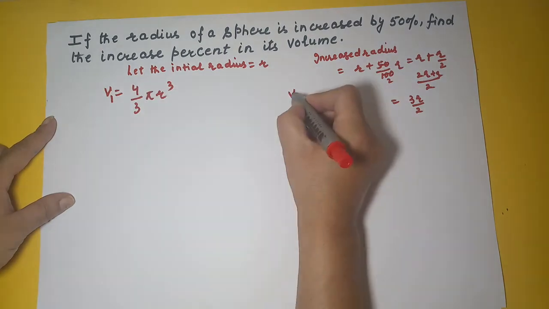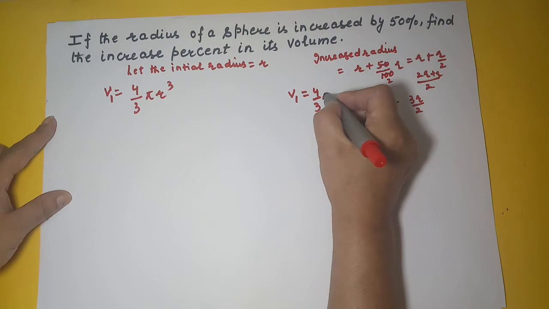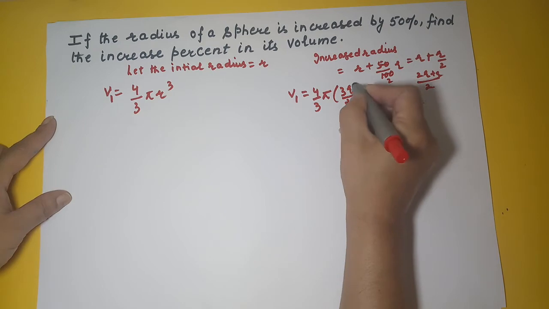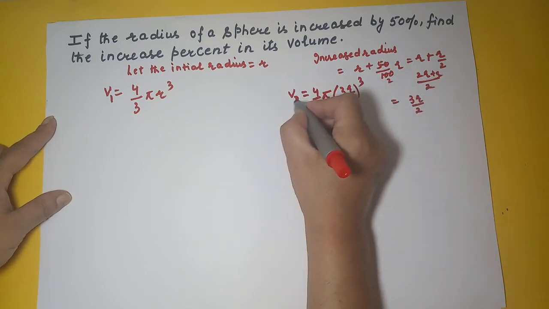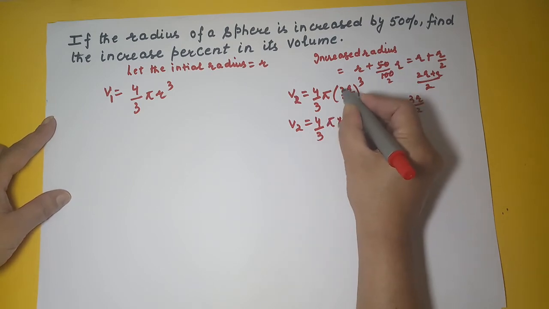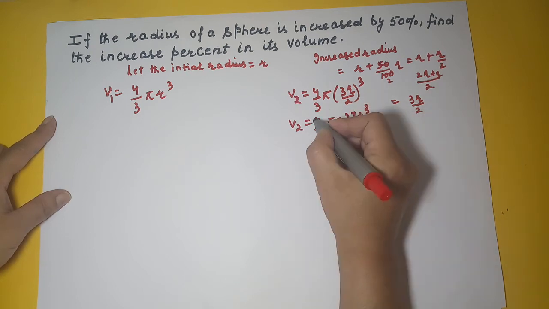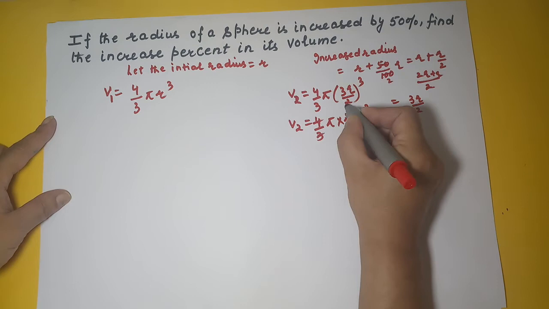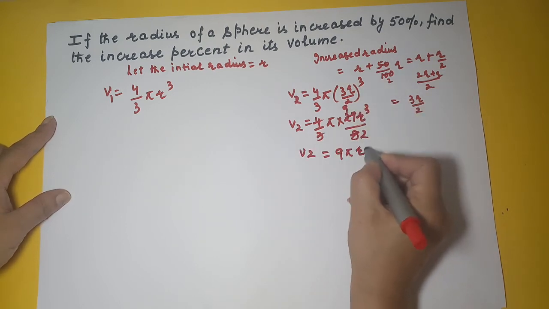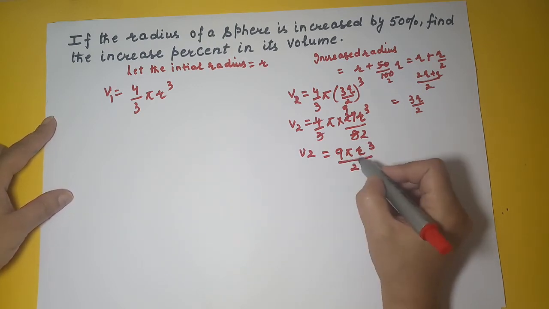This is my volume 1 and this is the increased. When radius is increased, at that time the volume will be 4 by 3 pi. In place of r we will write 3r by 2 whole cube. So this is V2. V2 will be 4 by 3 pi into 3 3s are 9, 3s are 27 r cube upon 8. 4 2s are 3 9s are. So our volume 2 will be 9 pi r cube upon 2. This is the increased volume with the increased radius.